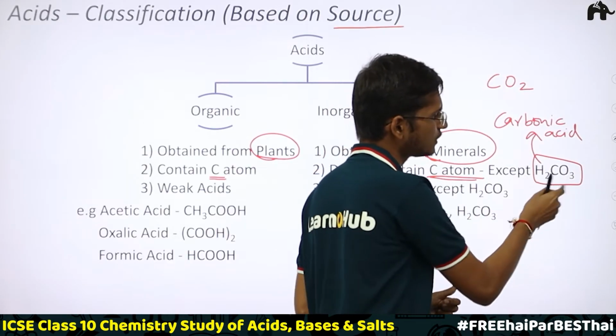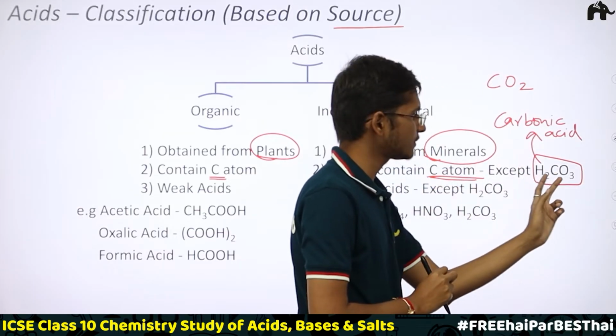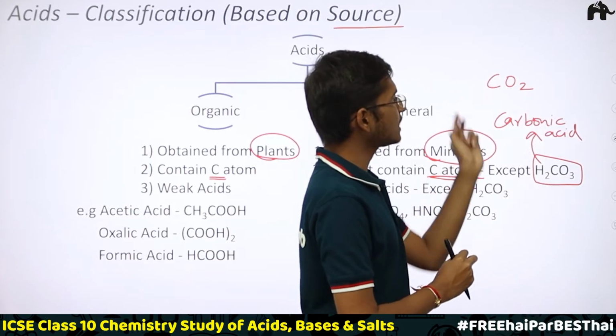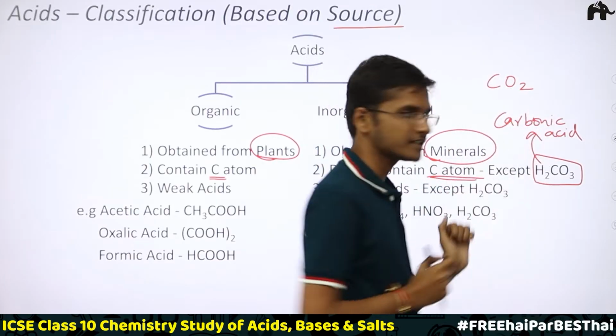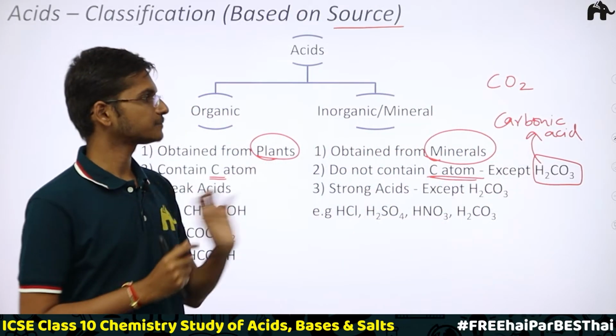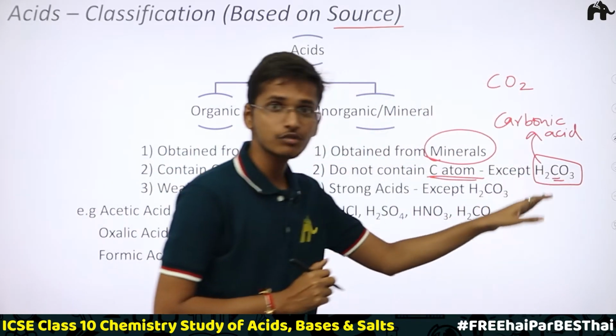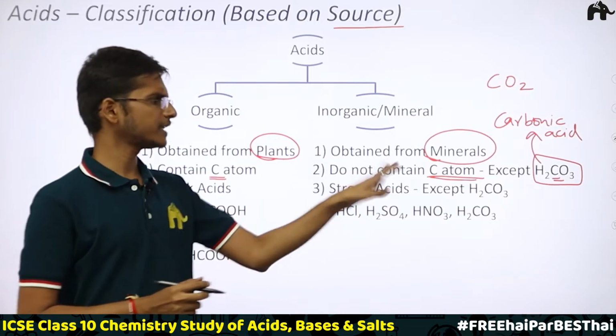Out of this CO3, just forget about one oxygen. So what would remain? CO2, and CO2 is carbon dioxide. So you can remember it in this way: carbon dioxide, then carbonic acid. In this way you can relate it. So this acid has a carbon atom, but it is actually a mineral acid. So this is an exception.